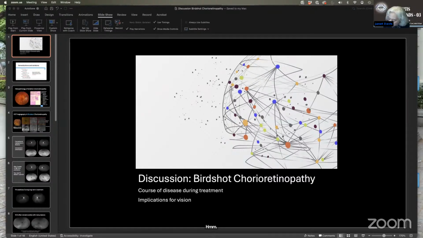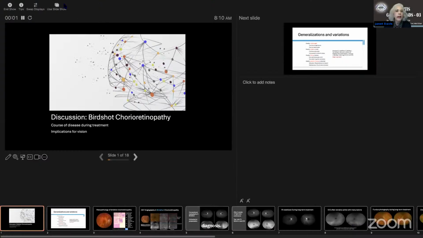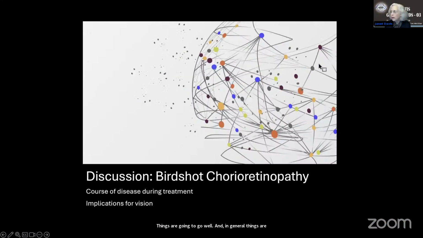It's also not a short-term disease. So unlike the other two cases that we had, where once you have the diagnosis, things are going to go well and in general be very manageable, we're not going to concentrate on this brief discussion in terms of diagnosis, but instead talk about the natural course of disease during treatments and the implications that has for vision, because this is a completely different type of disorder that can last 20 to 30 years or until the end of life.